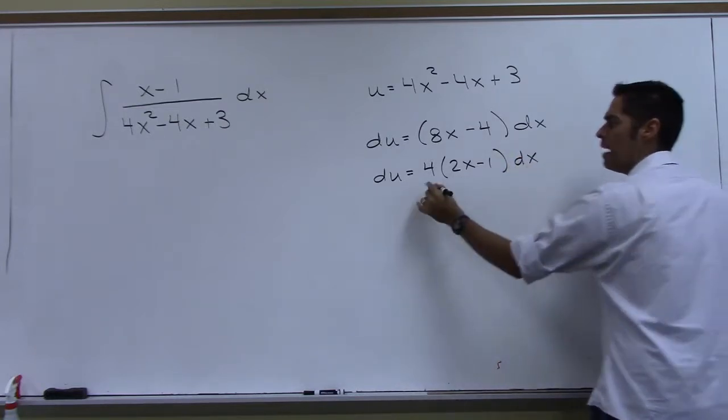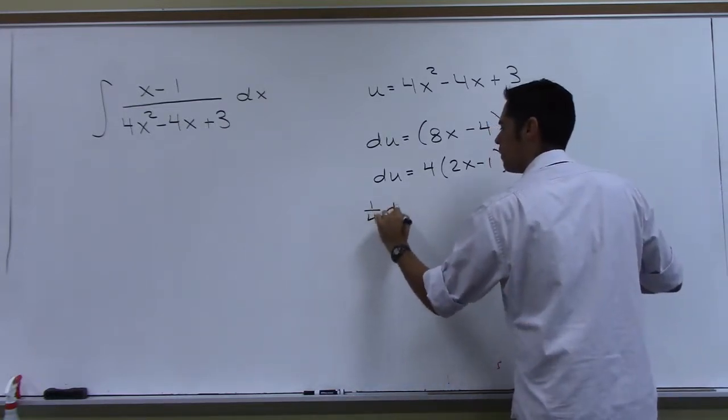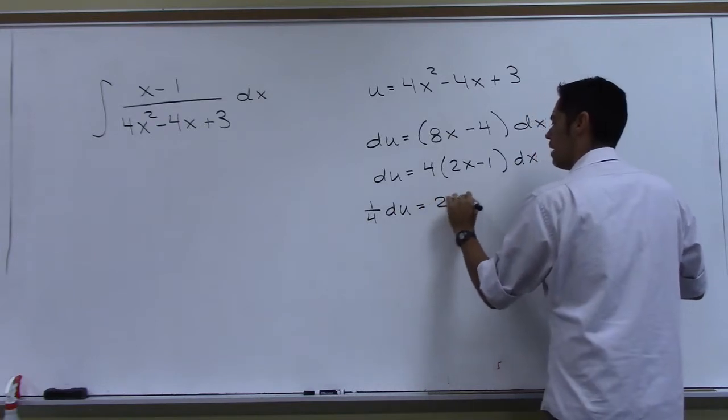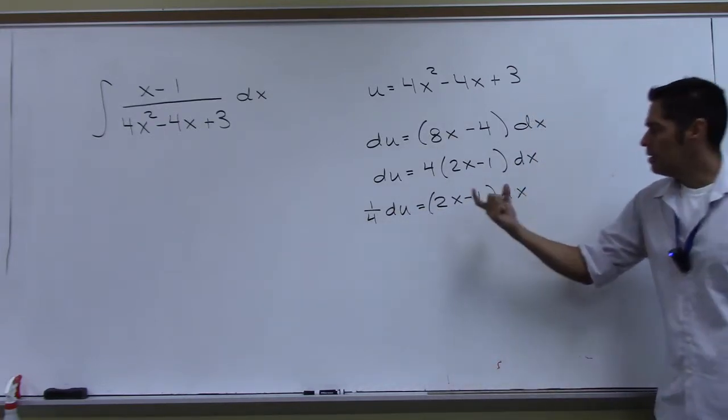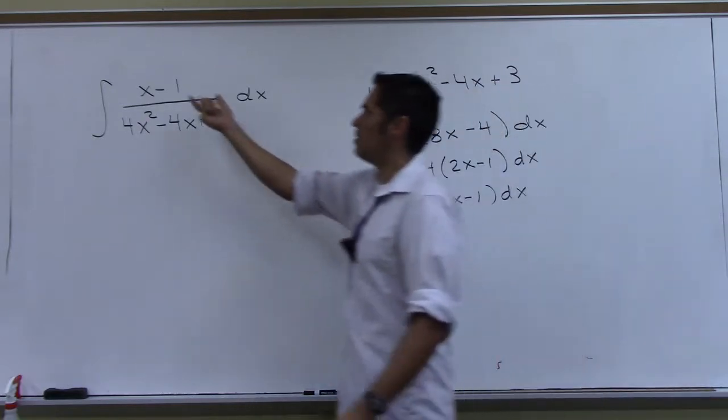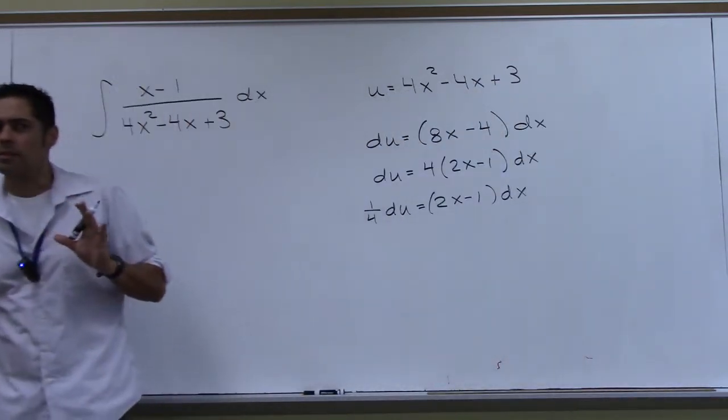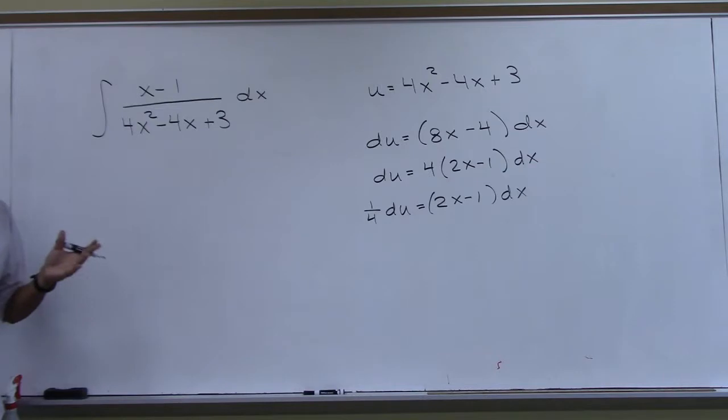I could divide through by 4. 2x minus 1 dx. Are y'all following that? Is this the same as this, except off by a constant? I'm hearing yes, I'm hearing no.